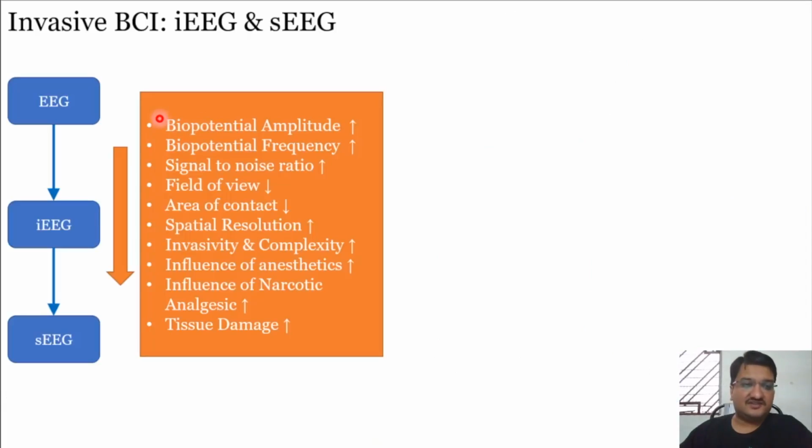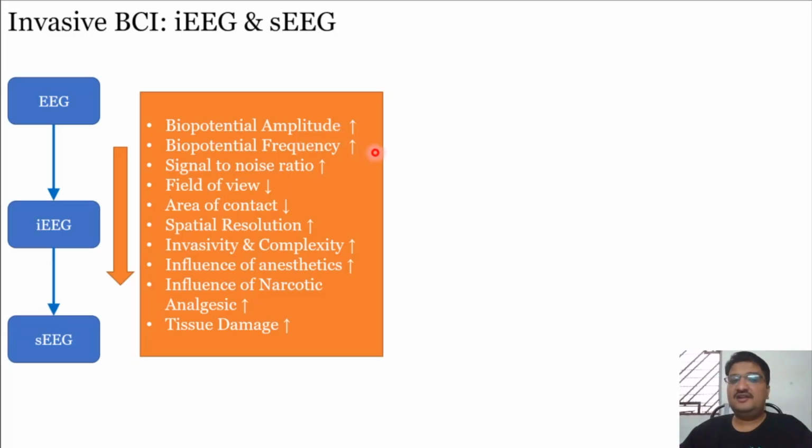First, when we go from EEG to intracranial EEG to SEEG, the amplitude will increase. Very simple. Why? Because you have many layers between your brain and scalp, and these layers can act as an attenuator for biopotential. So whenever you go deeper inside your brain, the biopotential's amplitude will increase.